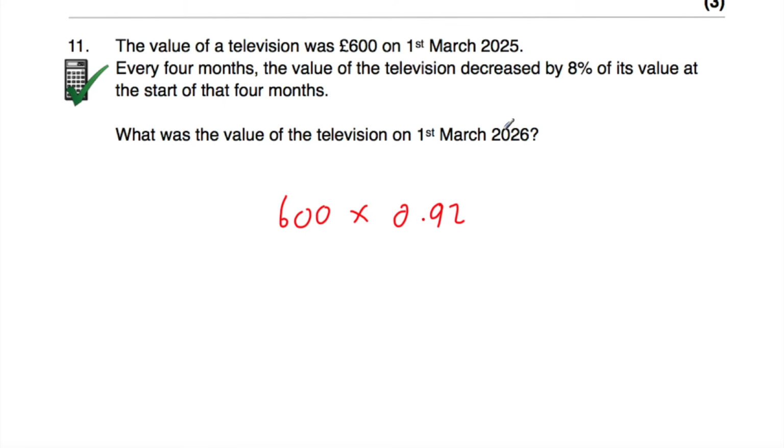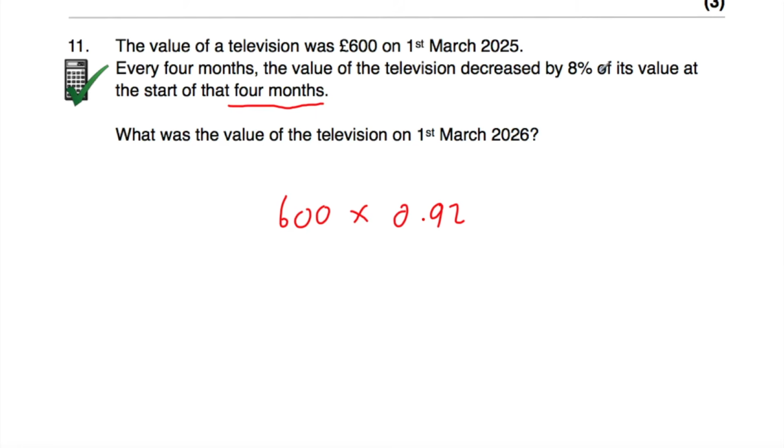Now here we're not going to write 1, we're not talking about years because we're told that it decreases by 8% of its value at the start of that 4-month period. So every single 4 months it decreases by 8%. And in 1 year, which is 12 months, there's going to be 3 lots of 4 months. You've got 4 months, another 4 months, and another 4 months.